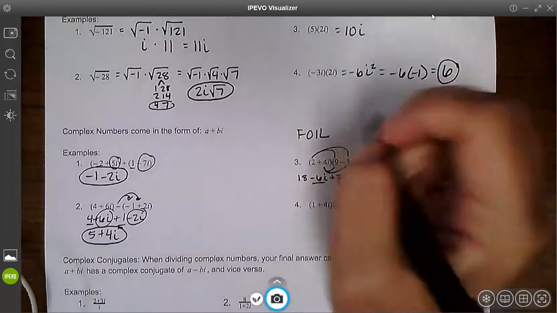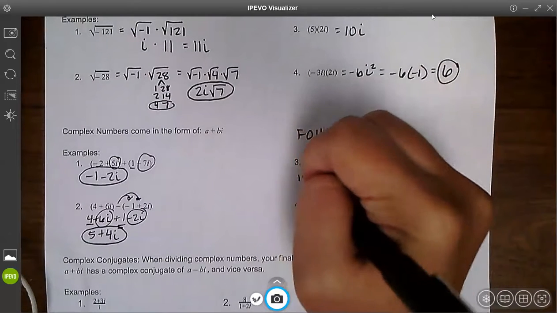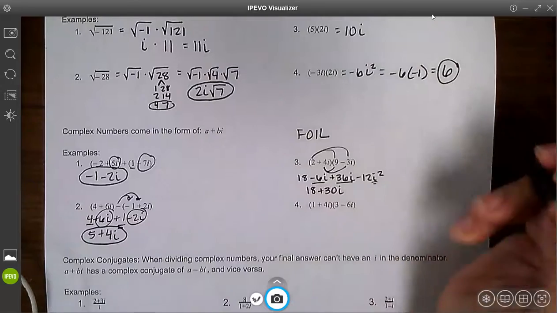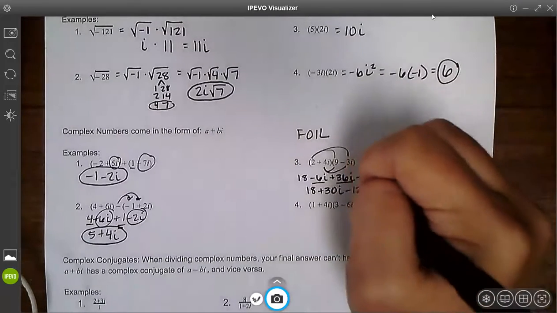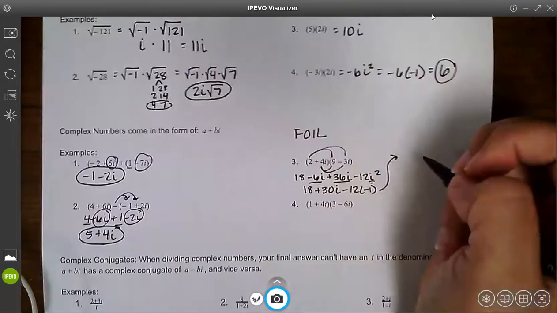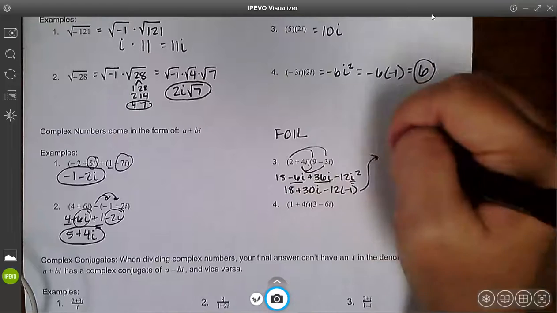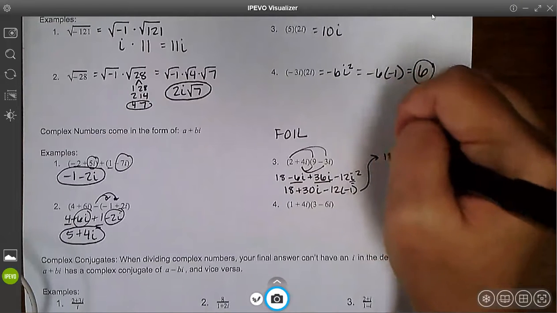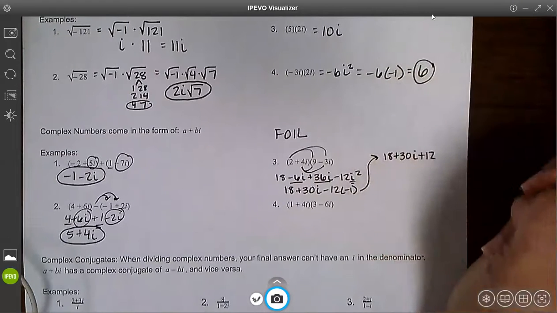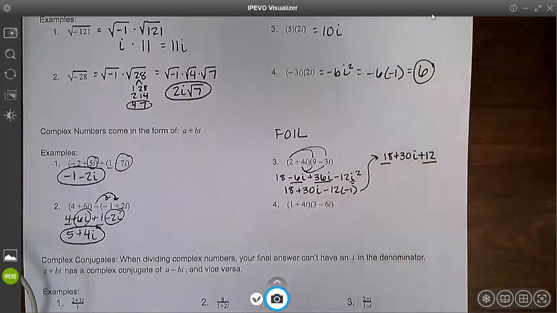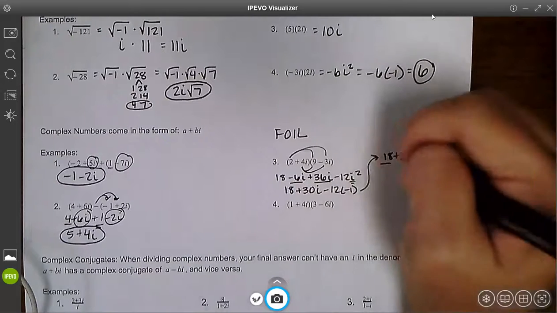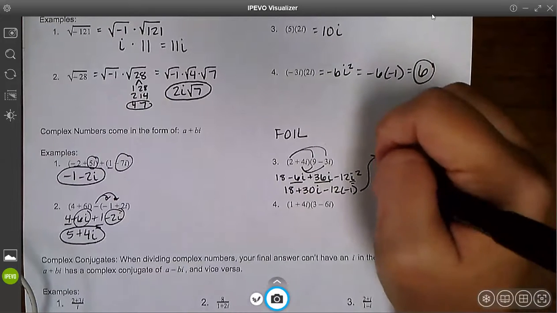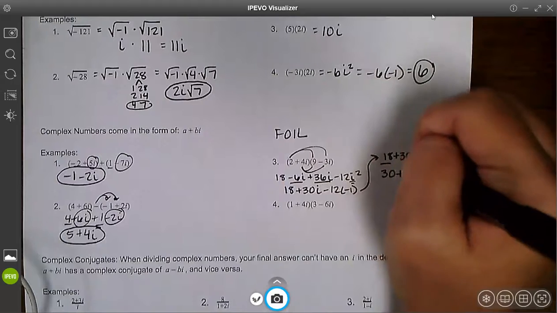Combine your like terms. 18 plus 30i, and know that i squared is negative 1. You get 18 plus 30i plus 12, and then combine your last terms there. And 18 plus 12 is 30, so you get 30 plus 30i.